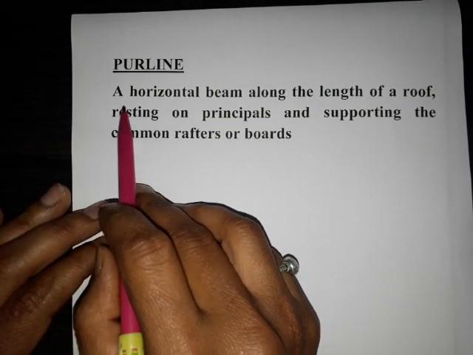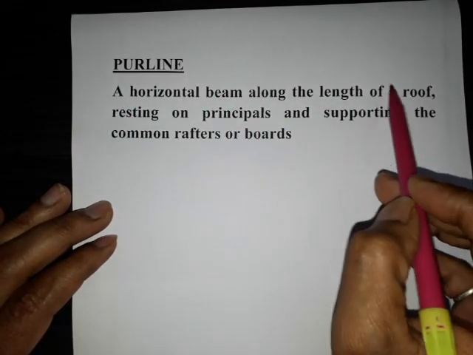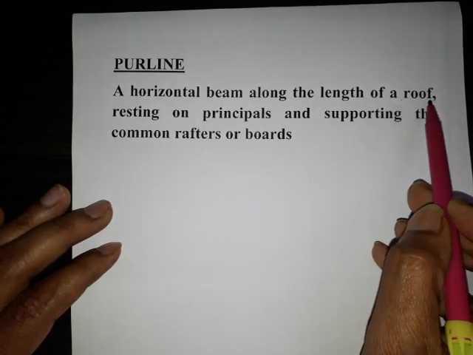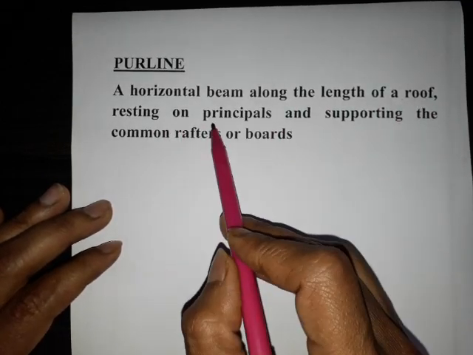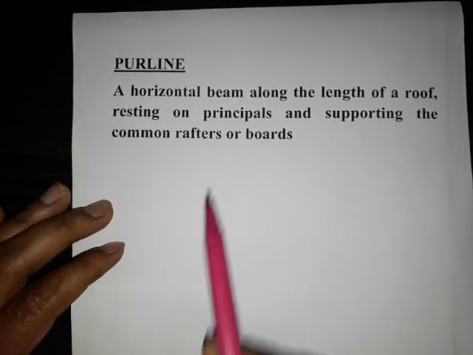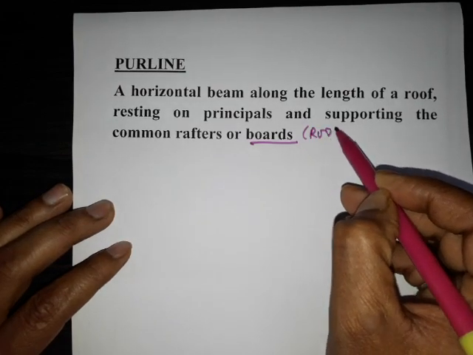So purlin is a horizontal beam along the length of the roof. Purlin is also a horizontal beam along the length of the roof, resting on the principal rafter and supporting the common rafter or boards. Boards are nothing but the roofing.